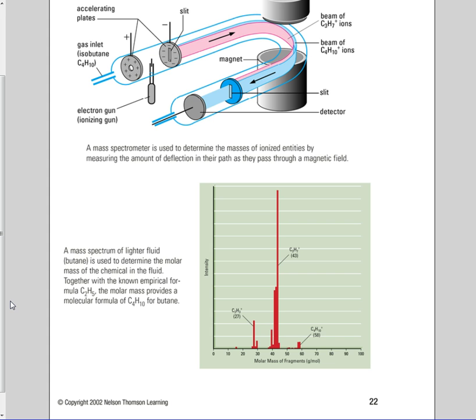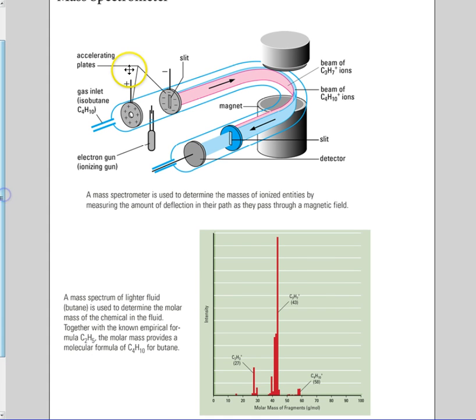The sample is introduced as a gas, and in this example it's isobutane, C4H10. The sample is ionized using more or less an electron gun. The charge is put onto the particle, and the particle is directed through this path, and a beam of ions is going to arrive at the detector and give a signal based on the abundance of that ion.